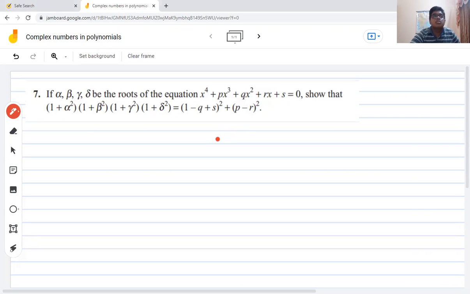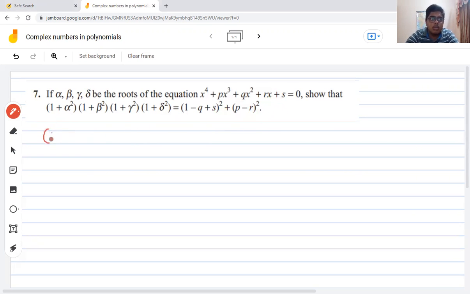So we're going to solve this polynomial problem using complex numbers. Of course, there are many ways of doing it. So maybe you can pause the video and try it yourself. So we begin now.